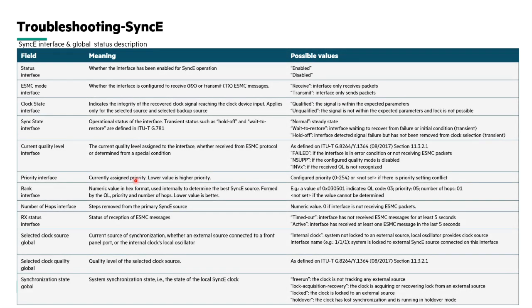So let's go on to some troubleshooting. There's a lot of information here, so please use this as a reference. When you're looking at SyncE and global status descriptions, it's all defined here. What is the field? What is the meaning? And the possible values on those. For instance, the interface can be enabled, disabled. So please pause this video, or if you have the deck, take a look at this, or refer back to this if you are troubleshooting SyncE, or look at the fundamentals guide.